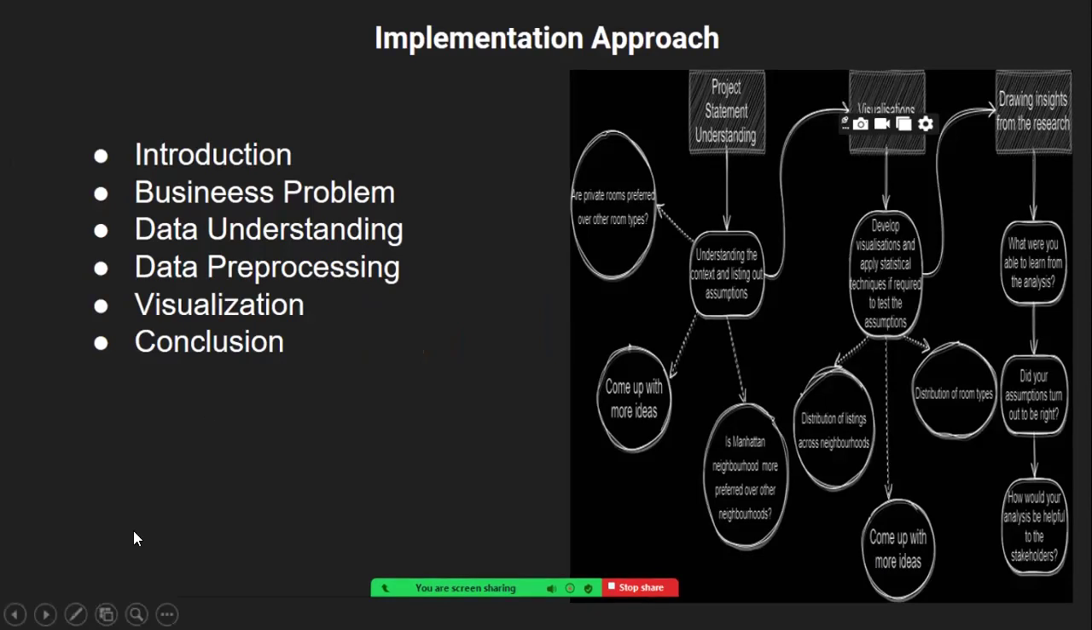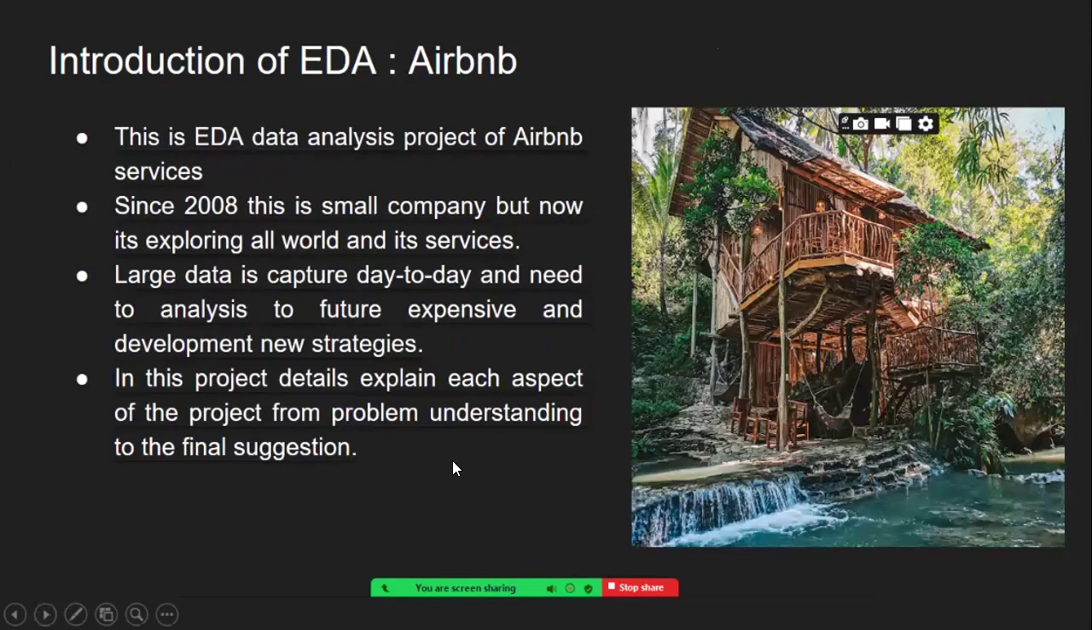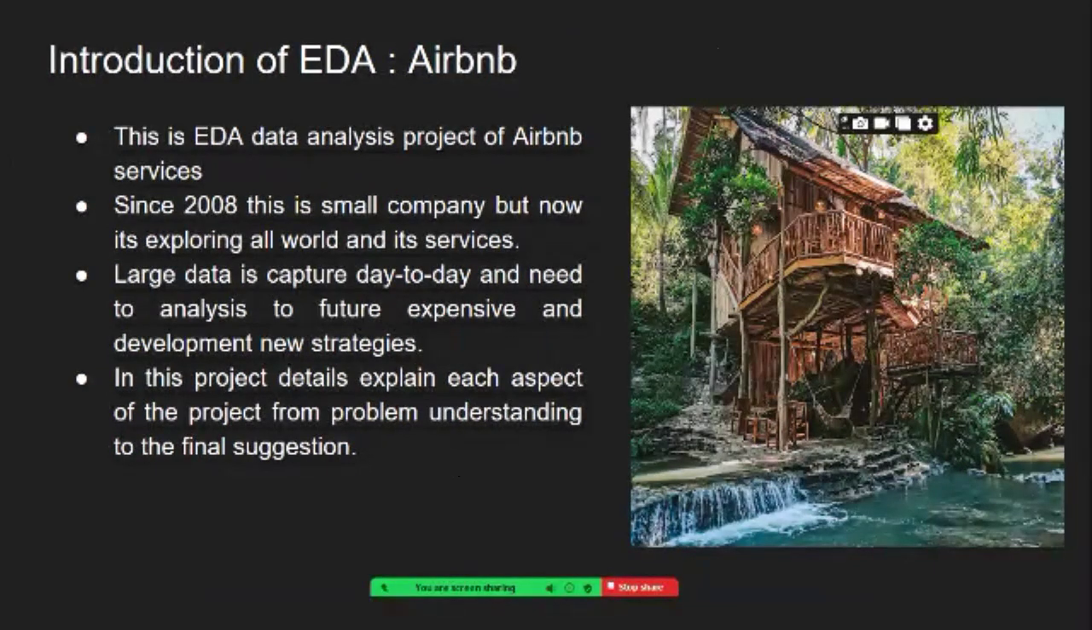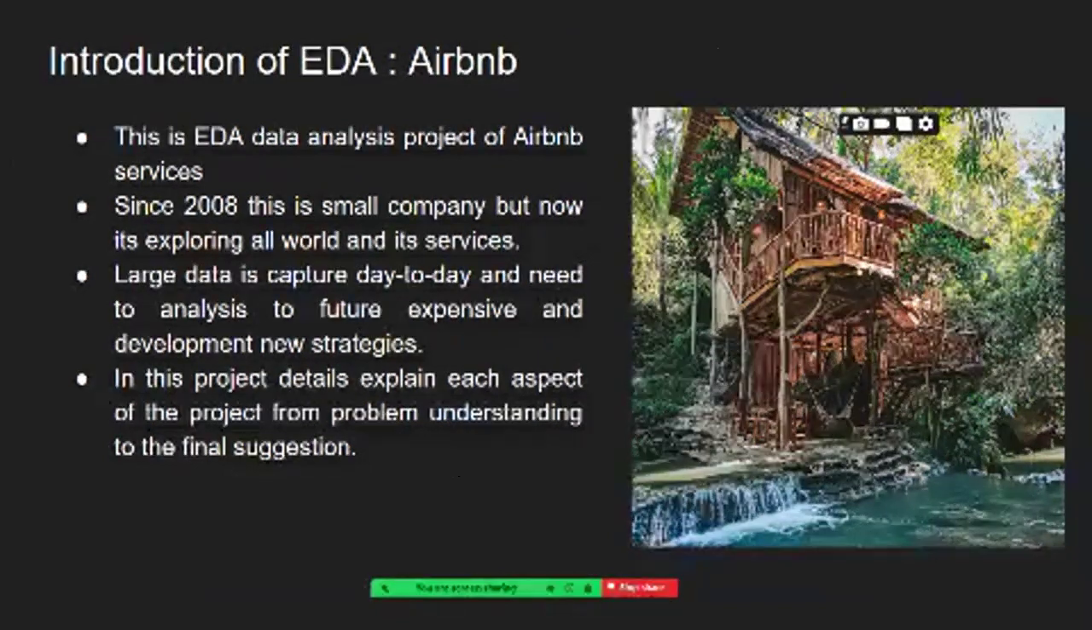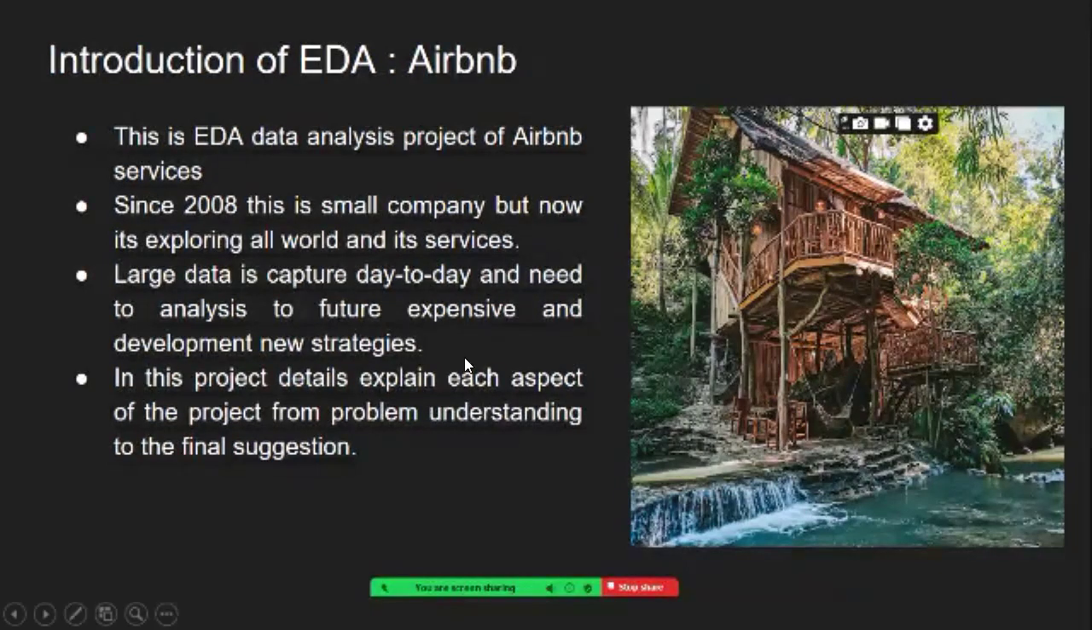So let's see the data understanding. Introduction of the EDA. This is the hotel booking website Airbnb. Before 2008, it was a very small company, but nowadays it is a very big company which provides different services, such as hotels in different areas, sea view, historical view, woods, and tree houses. So they are exploring their services much more, and they have big data. The company wants to develop different strategies to get more revenue. So this is the introduction of this slide.